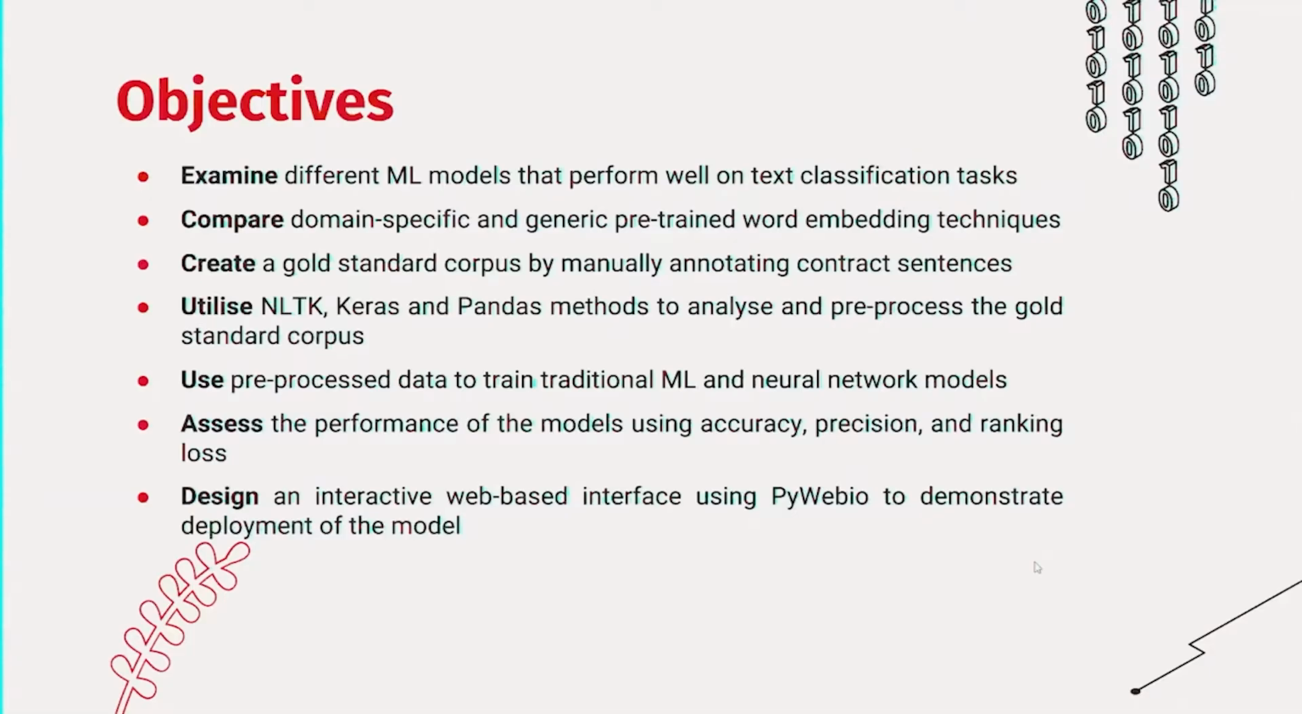The objectives are a lot of them, but basically it was pretty much finding the best machine learning model for my task, which is a text classification task, because we're trying to classify the sentences, comparing what's called domain-specific and generic pre-trained word embedding techniques, creating the gold standard corpus, and this was done by manually going through contracts and making the data. And finally, pre-processing all of this, training, and assessing our model using accuracy, precision, and ranking loss. And of course, in the demo, you will see that I designed an interactive interface that just demonstrates what the final thing could look like.